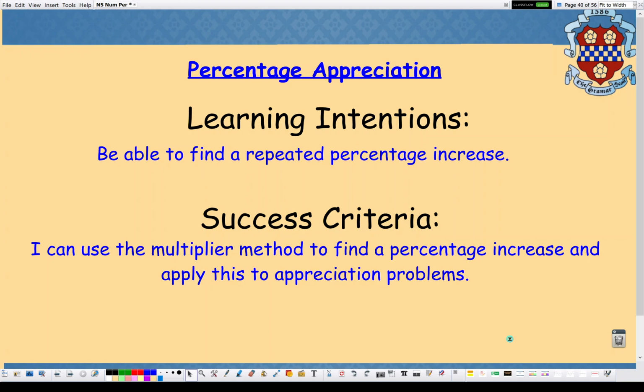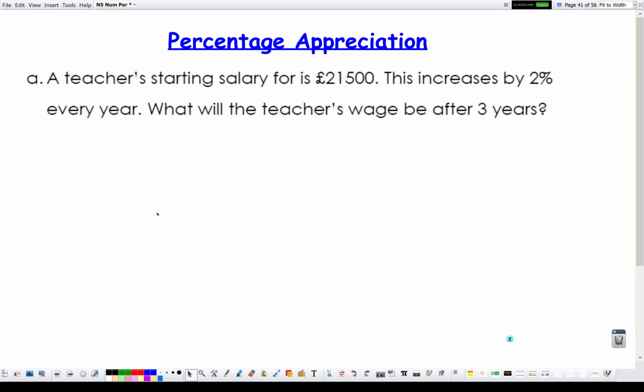Okay, so as I said, we're talking about things that appreciate in value. So not just an increase once, but an increase several times, year after year or time after time. So we're going to do some examples based on that. The first one you should now see is: a teacher's starting salary is £21,500 and it increases by 2% each year. What will the teacher's wage be after 3 years?